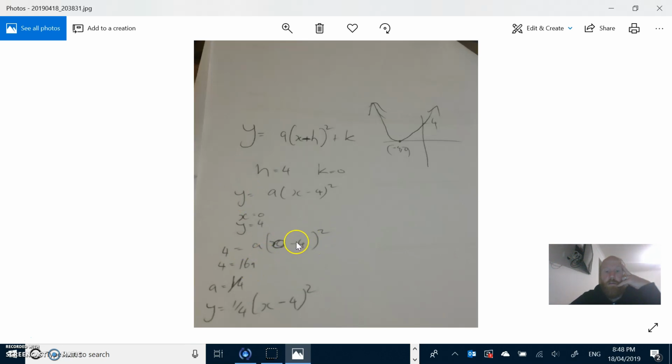Write that out. Do the maths. -4 squared is 16. 16a is 4. Divide by the 16. A is 1 over 4. So that's the equation of the parabola.